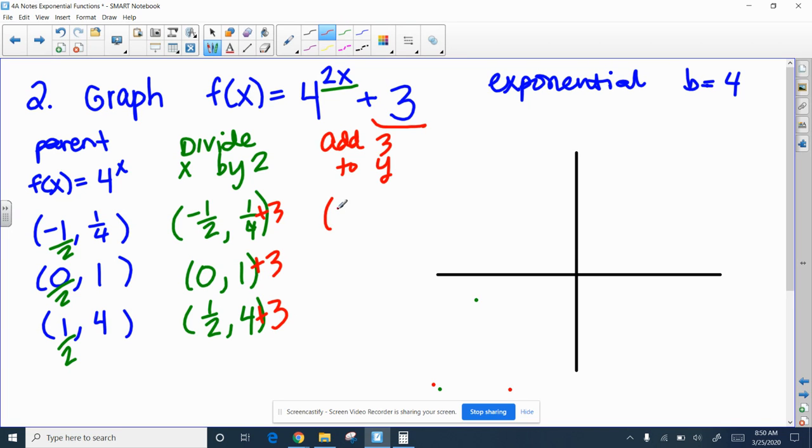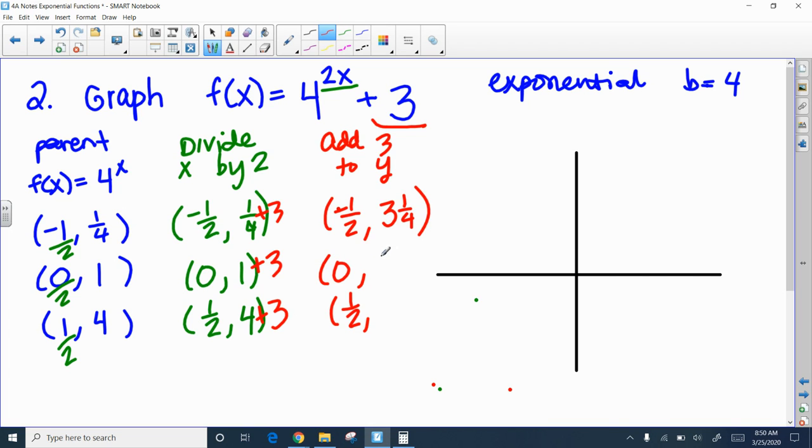So my x values are -1/2, 0, and 1/2. And my new y values: this one, 1/4 plus 3, I'm just going to write that as 3 and 1/4. Then this would be 1 plus 3 is 4. And 4 plus 3 is 7. So those are my new points.